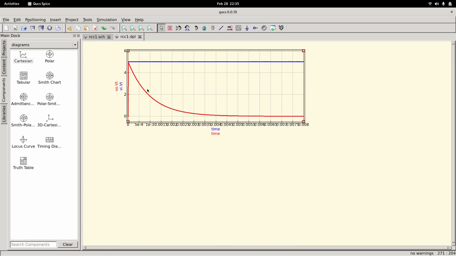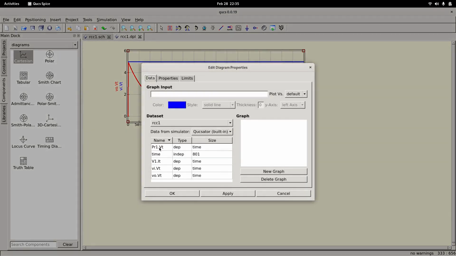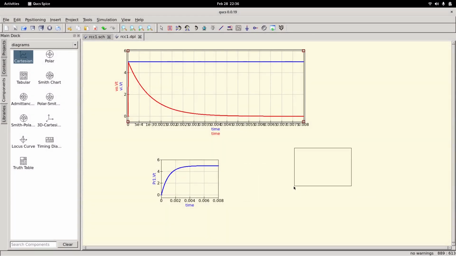Now you can add that on this same window or you can take another window. Say for example, if I am taking another window, place it here. This is probe 1. Double click on this. Apply. Okay. Press escape.